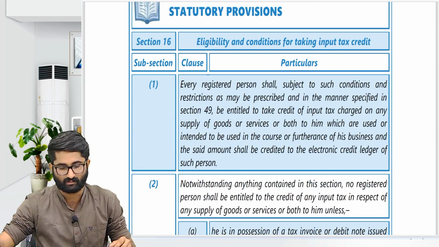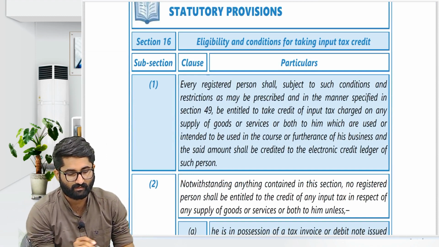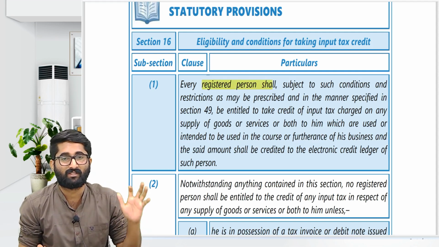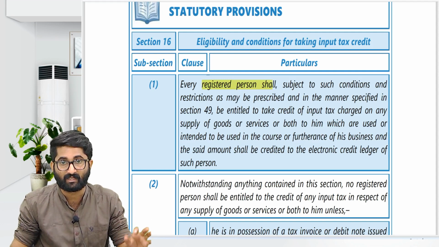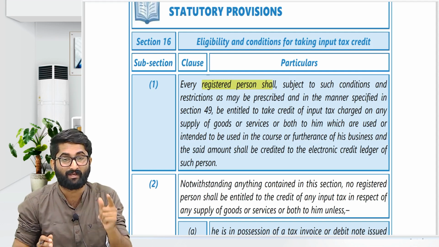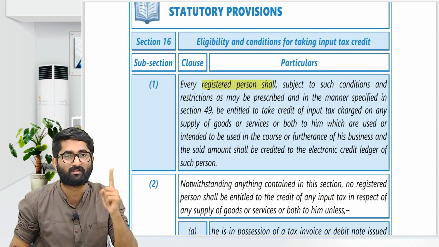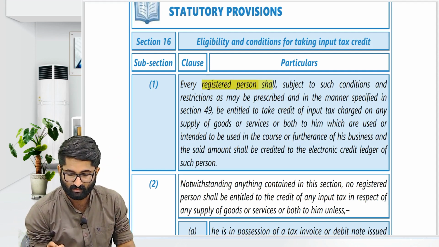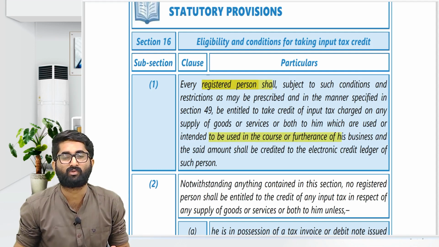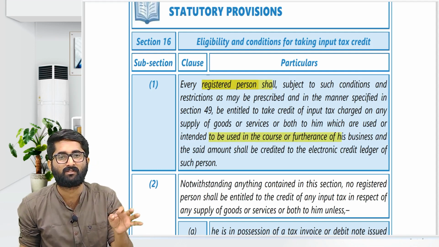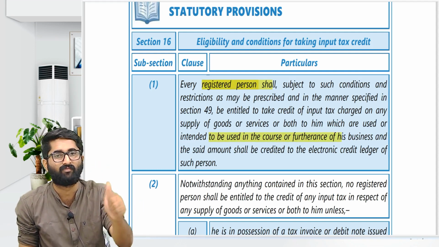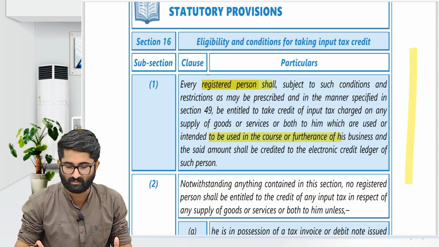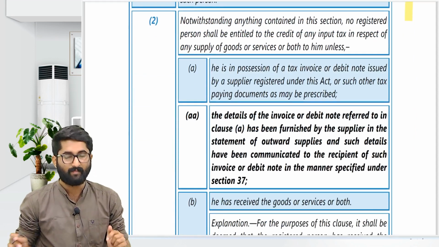What does section 16 subsection 1 say? Every registered person shall, subject to such conditions and restrictions as may be prescribed, be entitled to take the ITC, provided they are using the goods or services for their business purpose and they are a registered person. So: registered person, and used in the course or furtherance of business. They can take the credit if they are registered, and secondly, if they are using it for business purposes. Section 16 subsection 2 talks about some of the important conditions.